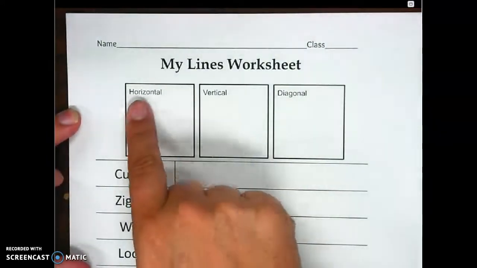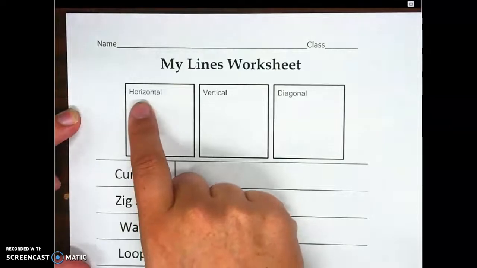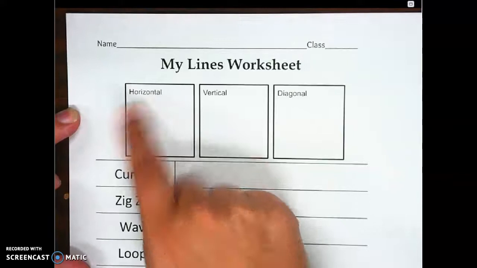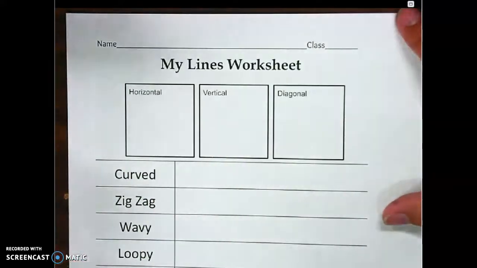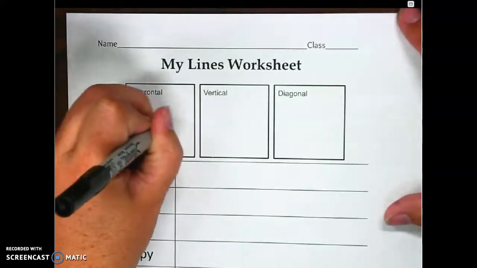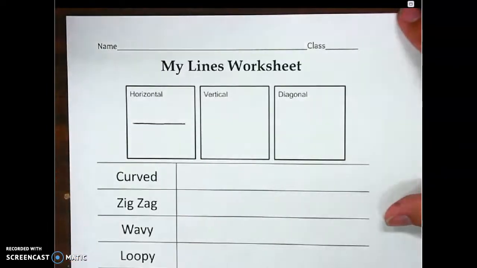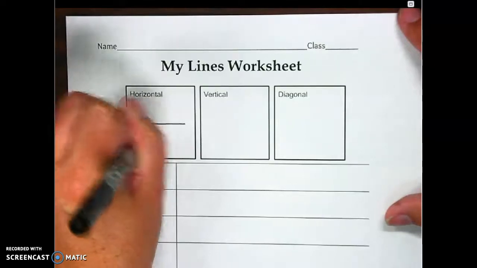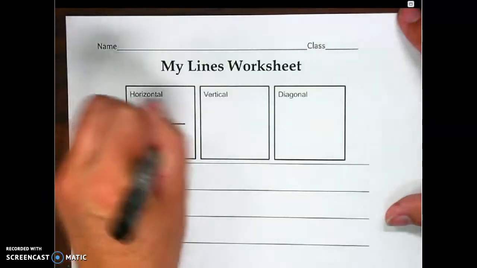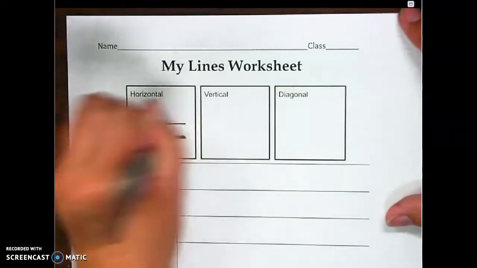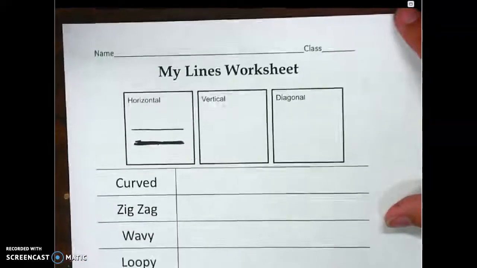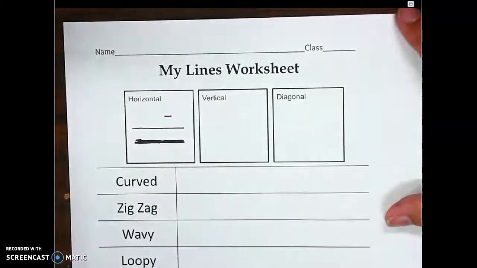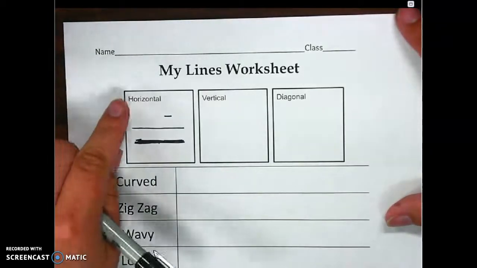All right, we're going to start in this first box here, and we're going to make a horizontal line. A horizontal line is a line that is laying down, just like this. It could be a skinny horizontal line, or it could be a thicker horizontal line. Go ahead, make one or two or three. They could be short, they could be long. That is a horizontal line.